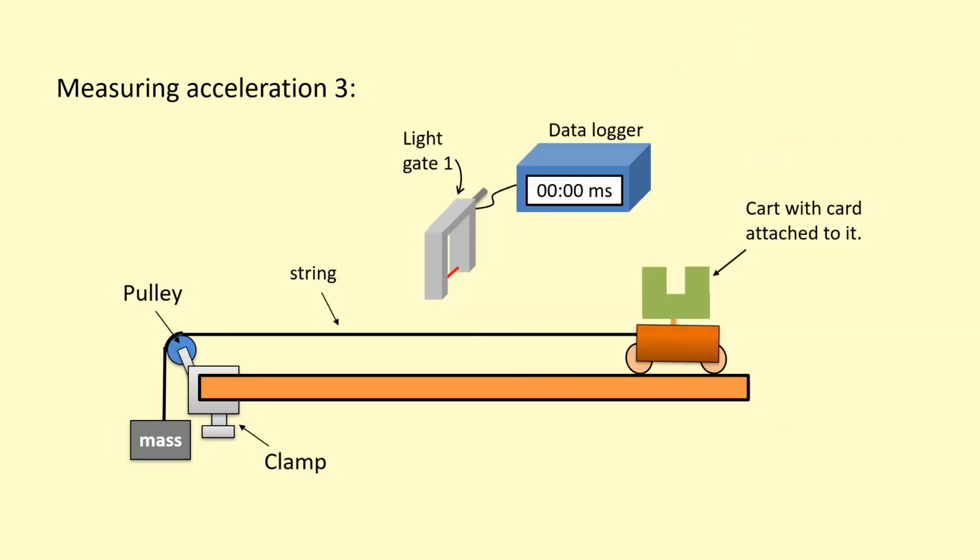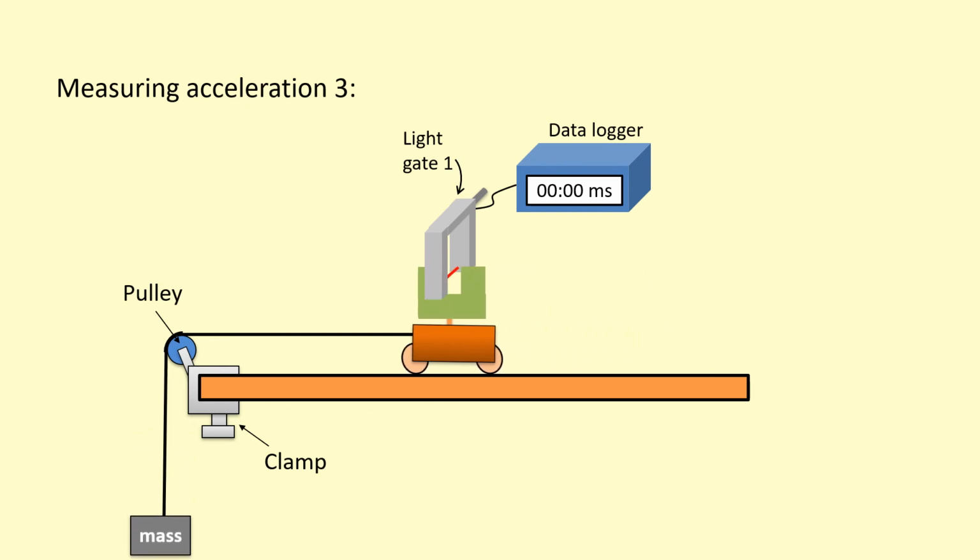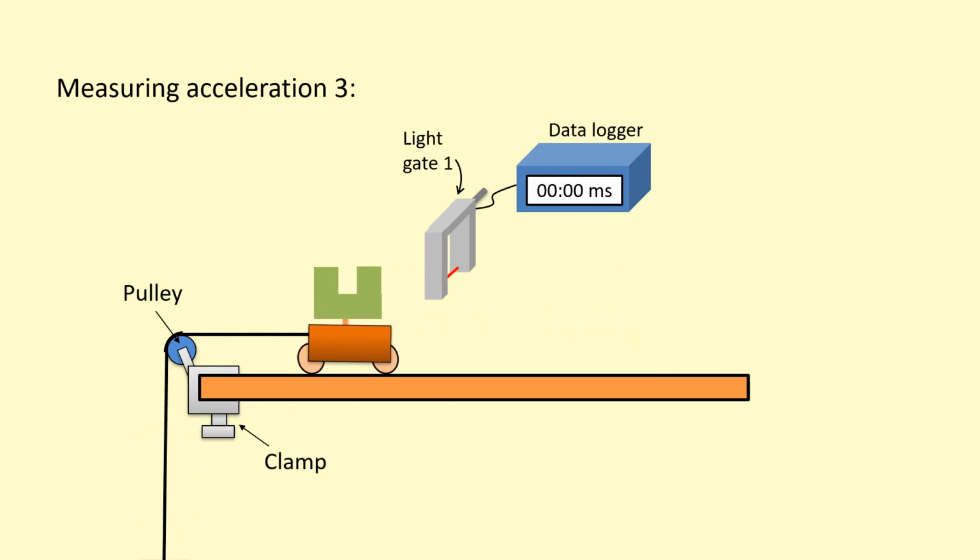Sometimes data loggers have a more sophisticated function where you can use a card that looks a bit like this. You need to measure the distance of each of those stripes and the distance between them as well. If you put that into the data logger, it can measure the acceleration straight away. For example, when I release this cart, the mass is going to accelerate it through the light gate like that, and the data logger can give me the acceleration straight away if I give it those numbers.